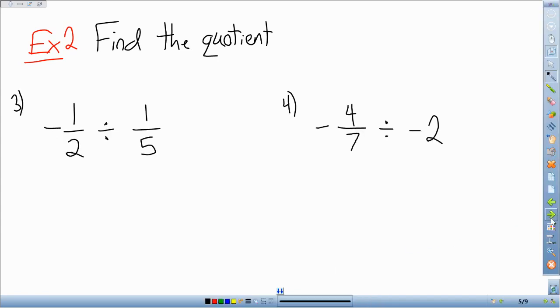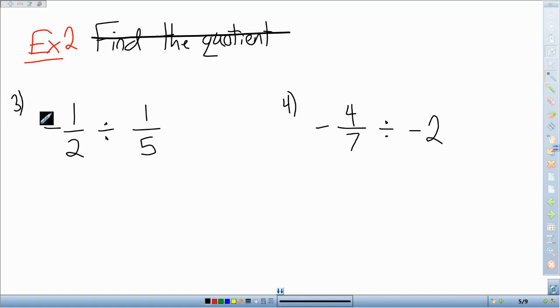All right, let's see. I think we got a couple more. Yeah, let's try 2 more together. Take a second, copy number 3 and 4. You don't need the directions again. Okay, so 3 and 4, mix it up a little bit. We have fractions in different spots on these. So let's just kind of take it one step at a time.